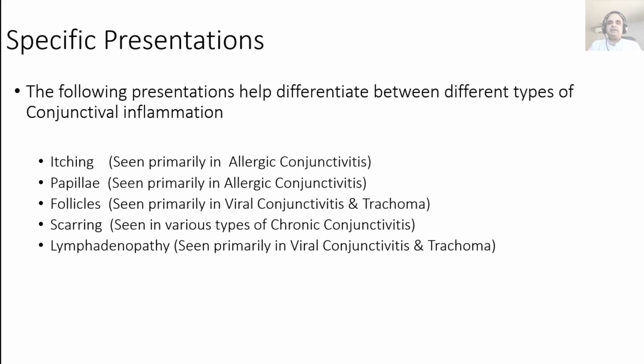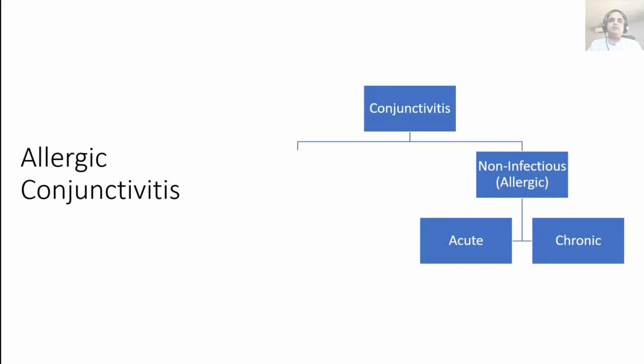So itching is primarily seen in an allergic conjunctivitis, papillae formation primarily seen in allergic conjunctivitis, follicles seen in viral conjunctivitis and trachoma. Trachoma is because of an atypical bacteria, which is obligate intracellular, and perhaps that is why it also produces follicles, because viruses are obligate intracellular. Scarring is seen in various types of chronic conjunctivitis, and finally lymphadenopathy is seen primarily in viral conjunctivitis and again in trachoma. So we'll start off with allergic conjunctivitis.